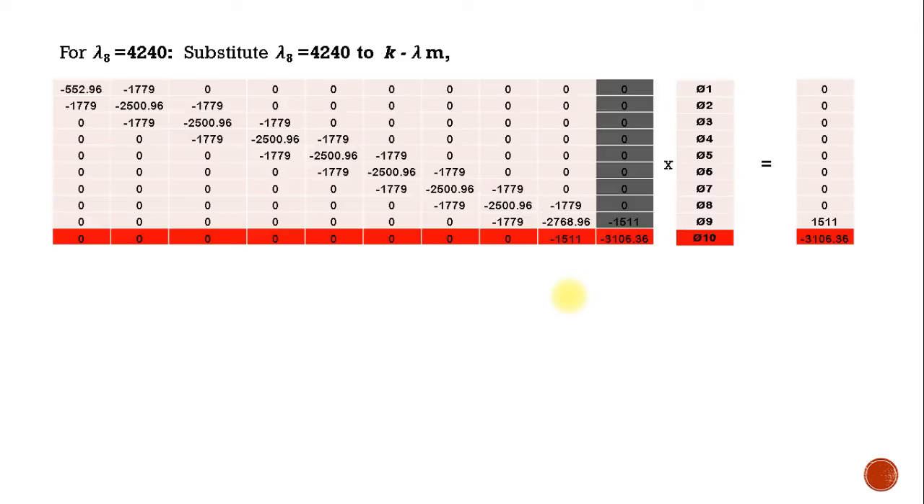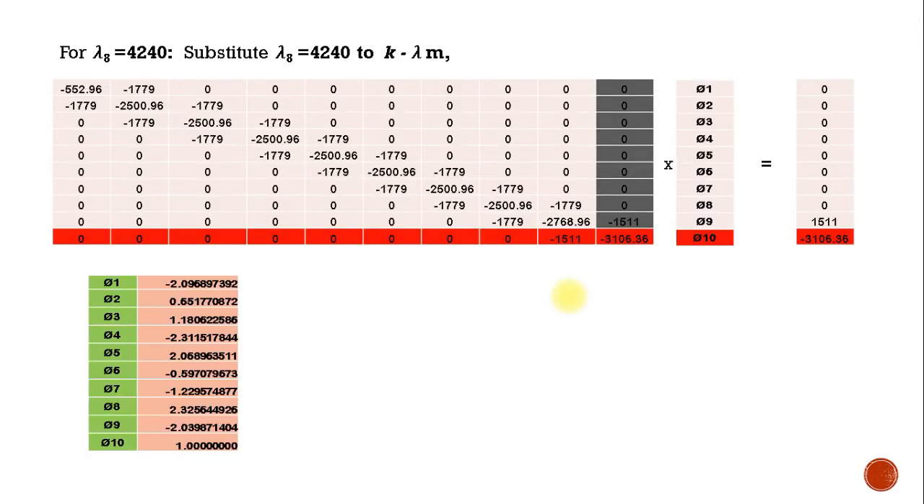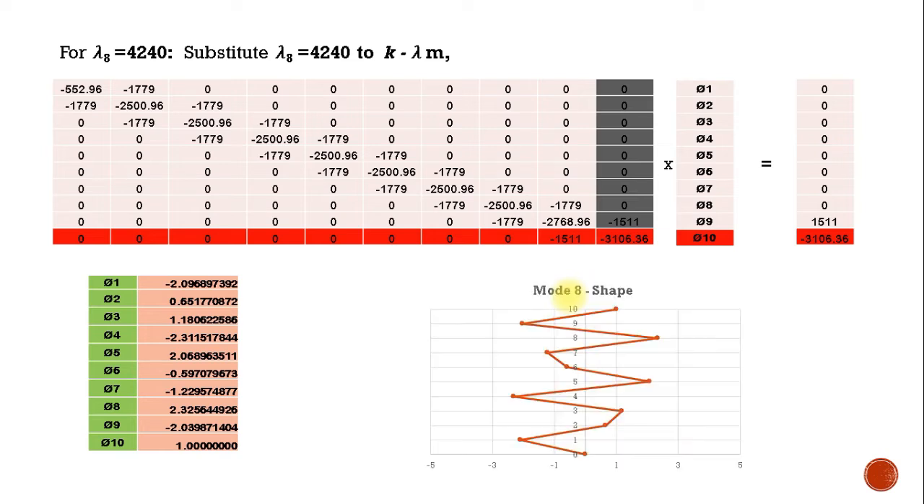For mode 8, the eigenvalue is 4,240. We substitute it into our characteristic equation. Same method, and these are the obtained eigenvectors. If you graph it, this will be its appearance. If you inspect it, we have 1, 2, 3, 4, 5, 6, 7, 8 intersections, so it satisfies the mode 8 shape.